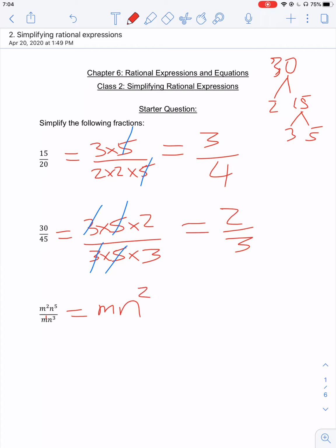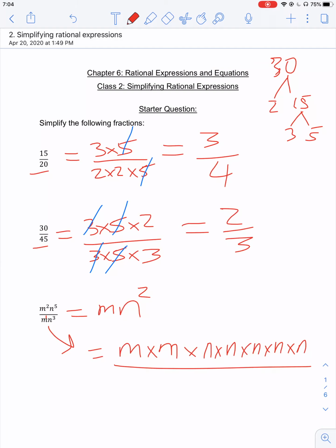But this logic can actually be applied to this question as well. Using the logic that I introduced for these two questions, let's break this apart. So m squared is just m times m, and then n to the 5 is, maybe I shouldn't have chosen 5, but whatever, n times n times n times n times n. So I'm just breaking it apart. And then in your denominator, you just have m, and then you have times n, and n is repeating itself 3 times.